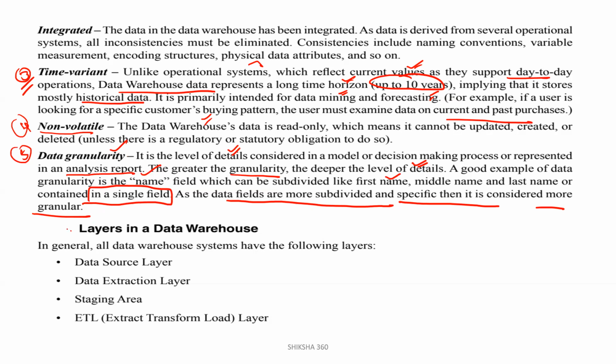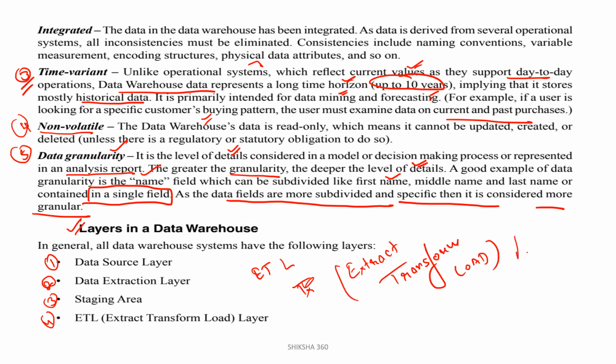Now, what are the layers in a data warehouse? Data source layer, data extraction layer, staging area, ETL layer. ETL stands for extract, transform, load. In general, all data warehouse systems have the following layers. First one is the data source layer. After sourcing, we have to extract that. Then the staging area. Fourth one is the extract, transform, load layer.